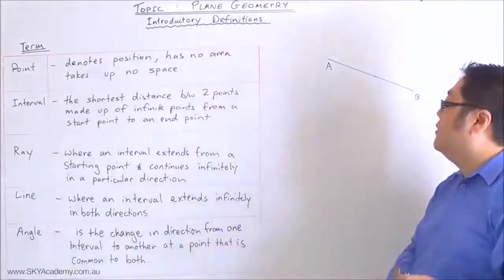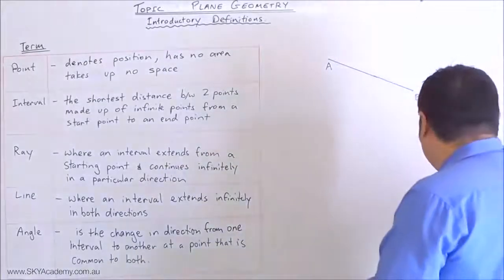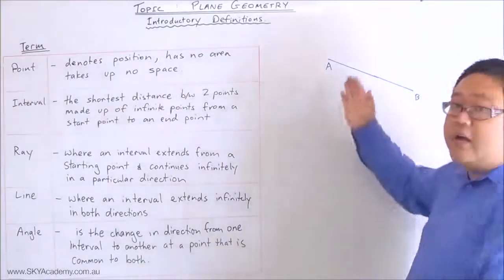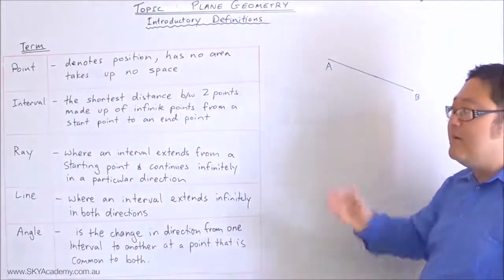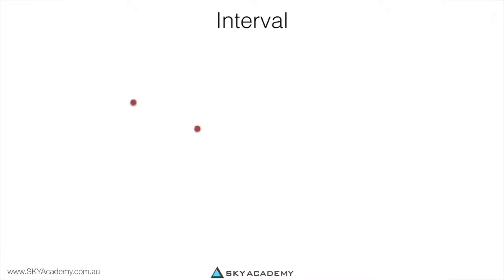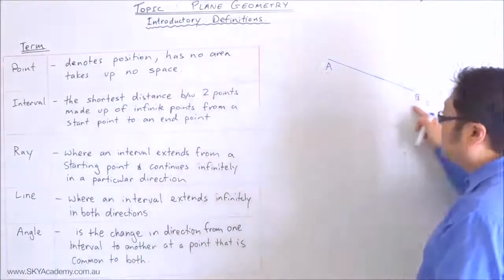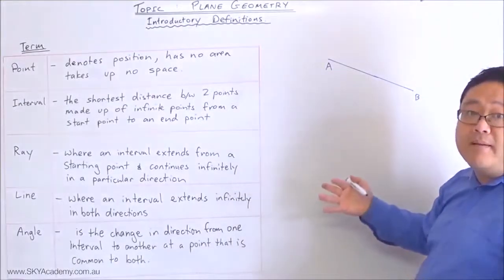Now most people would say, oh, that's a line, yeah? But according to Euclidean geometry, it's not a line just yet, all right? It could become a line, but it's what we call an interval, all right? And an interval is the shortest distance between 2 points. In this case, our 2 points are A and B, made up of infinite number of points in between, right? From a start point, which is A, to an end point, which is B, right? So you would have this interval, we would call it AB, right?